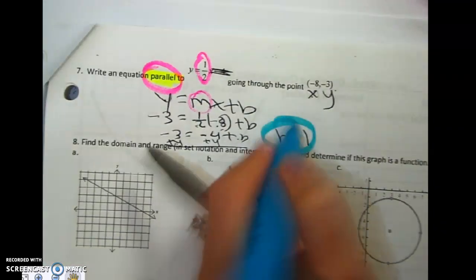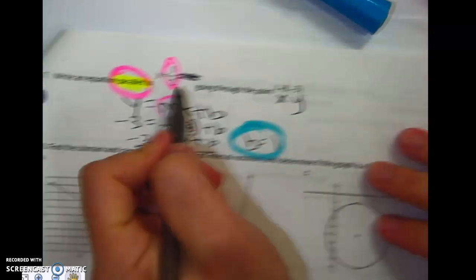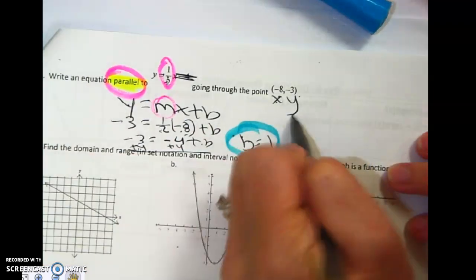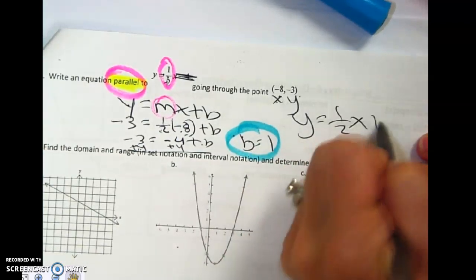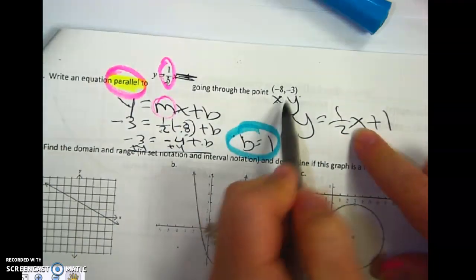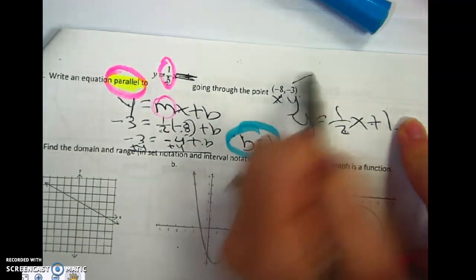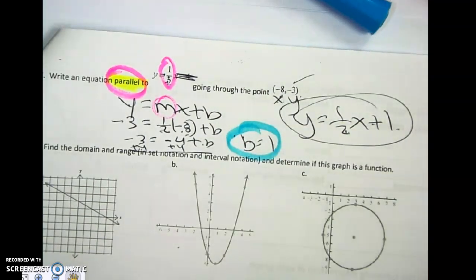Yay, I have my blue. Remember, I need two things for an equation. I need pink, I need blue. I need pattern, I need start. I need slope, I need y-intercept. Y equals 1/2 x plus 1. I can double check. Half of negative 8 is negative 4. Negative 4 plus 1 is negative 3. So I'm good to go.